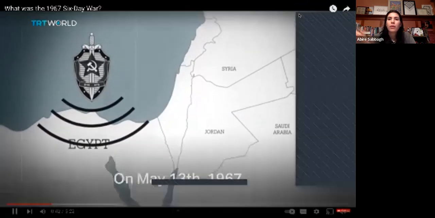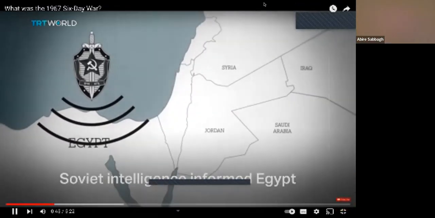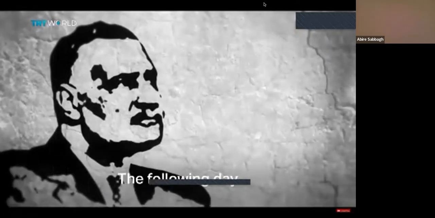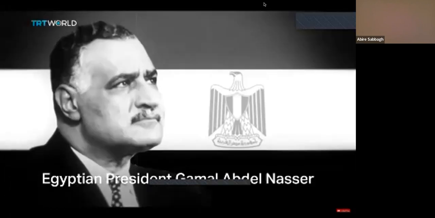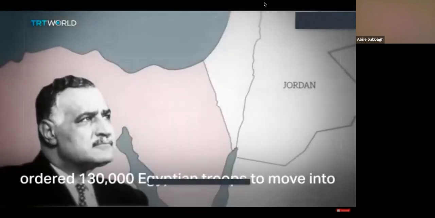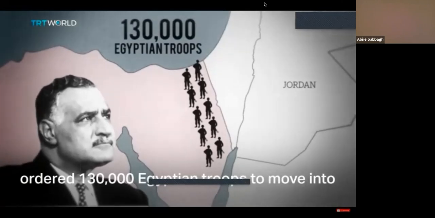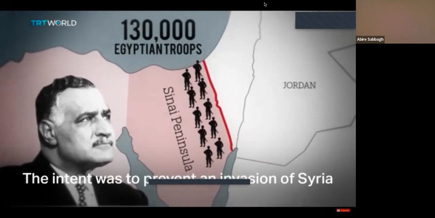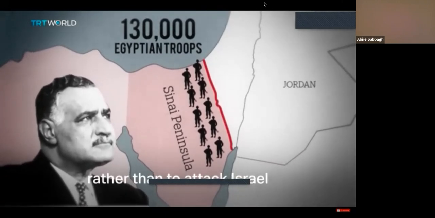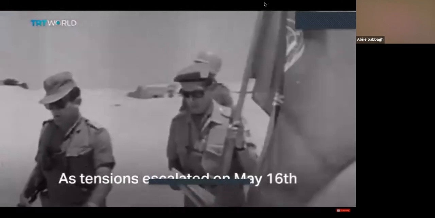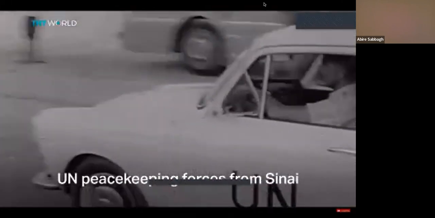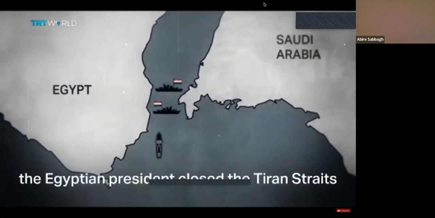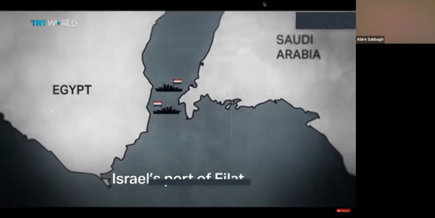On May 13, 1967, Soviet intelligence informed Egypt that Israeli forces were building up near the Syrian border. The following day, the symbol of Arab nationalism, Egyptian President Gamal Abdel Nasser, ordered 130,000 Egyptian troops to move into the Sinai Peninsula along Israel's borders. The intent was to prevent an invasion of Syria rather than to attack Israel. As tensions escalated on May 16th, Nasser ordered the withdrawal of UN peacekeeping forces from Sinai. Six days later, the Egyptian president closed the Tiran Straits, blocking ships from entering Israel's port of Eilat.